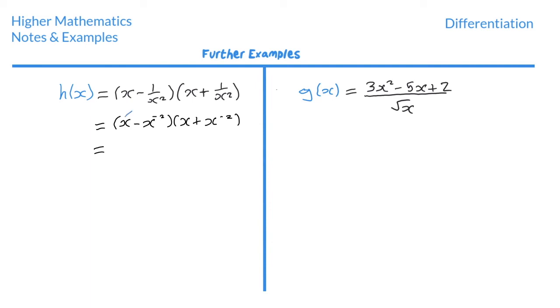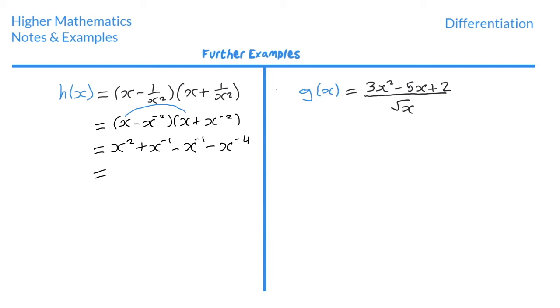Breaking the brackets using FOIL, we would get x squared. And then, of course, we continue using FOIL, so we multiply the outside terms, x multiplied by a positive x to the negative 2. Well, we're adding the powers. The power with the x term is just 1, so 1 minus 2 is minus 1. And then in the middle, we have the same thing, but with a negative front, so it'll be negative x to the negative 1. And at the end, we get minus x to the negative 4.